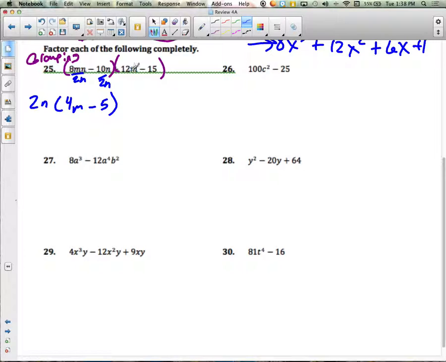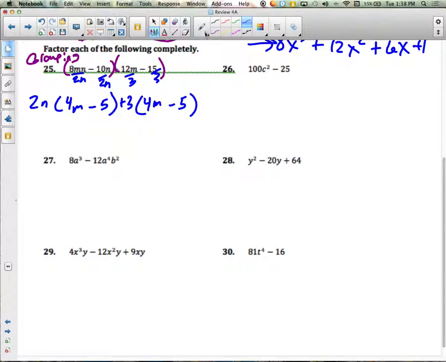Then you go to the next group and you look for the greatest common factor here. So I've got a 12 and a 15. So what's the largest number that would go into 12 and 15? Well, that would be a positive 3. So I'm going to take out a positive 3. So I'm going to divide each term by 3. And when I do that, that gives me 4m minus 5.